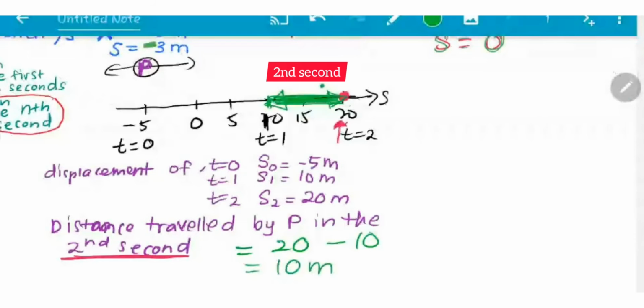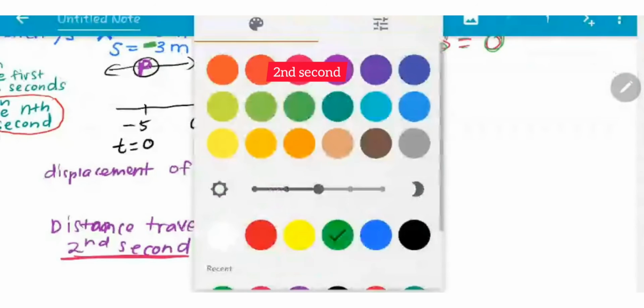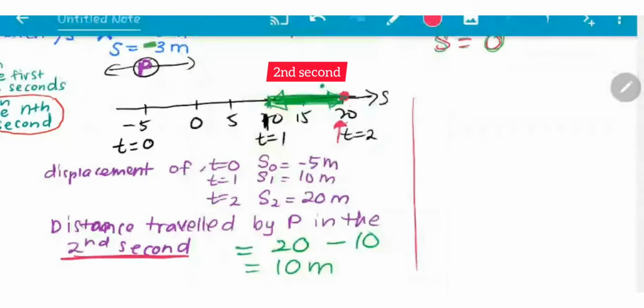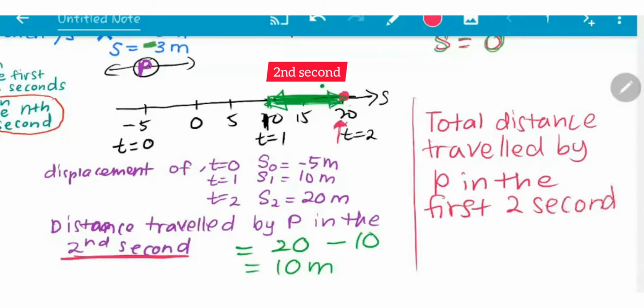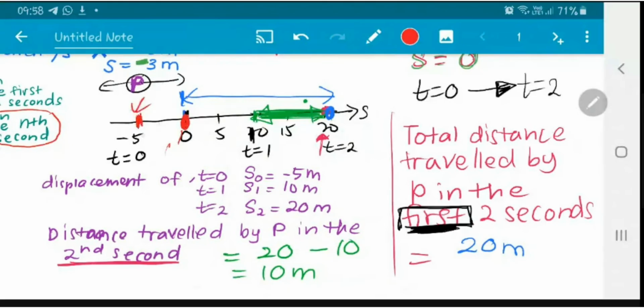Tapi, kalau soalan tanya, the total distance travel by particle P, pukul berapa dah kelas kita habis? 10 o'clock teacher. Ada lagi 10 minit. Total distance travel by the particle P in the 2 second. Okay, jawapan you adalah 5 plus 20 lah. Dia jadi 25.